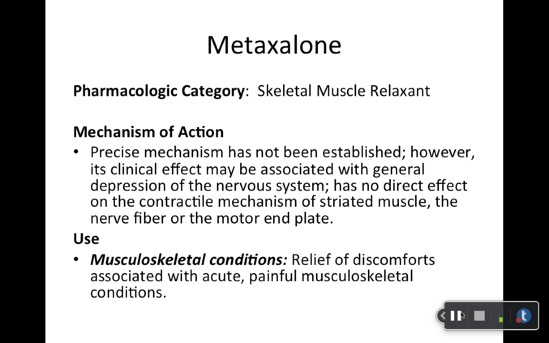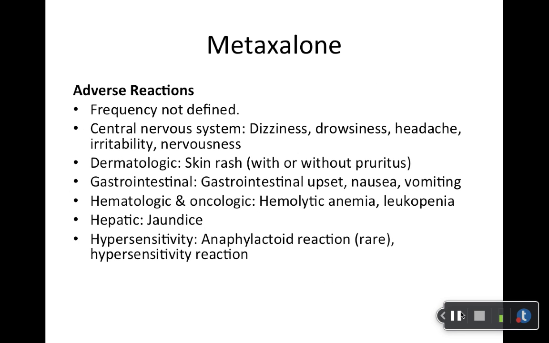Uses, obviously it's a muscle relaxer, so acute pain related to musculoskeletal conditions. Adverse reactions, so the frequency is not defined, but like with the proposed mechanism of action, this medication definitely has effects on the CNS. So definitely put a star by that. You definitely want to be mindful and warn your patients about the CNS depression. So dizziness, drowsiness, in addition headache, some common ones. You'll notice there are some GI adverse effects too, common adverse effects that can happen. And then rare but serious hypersensitivity reactions.